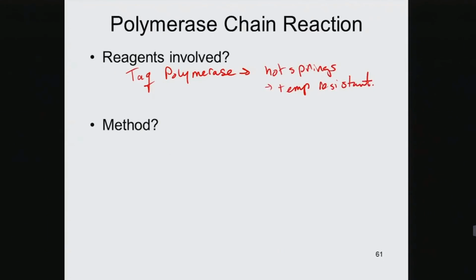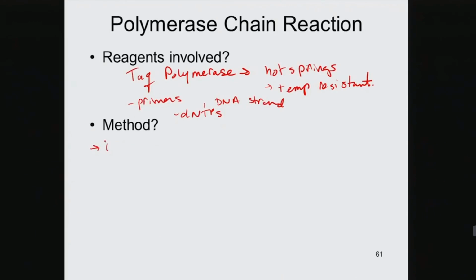Okay, what else do we need? Yeah, we're going to need primers. We're going to need our DNA strand. And what else? dNTPs, right? What's the methodology for PCR? What do we do in PCR? What is it for? What are we doing with our DNA? Amplifying, right? So we're just going to do an amplification.